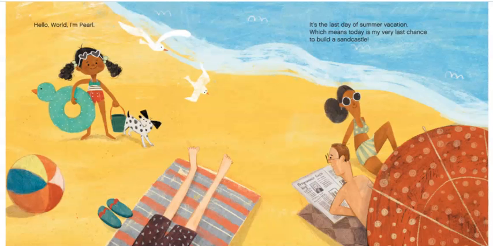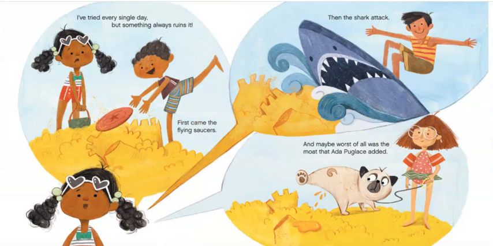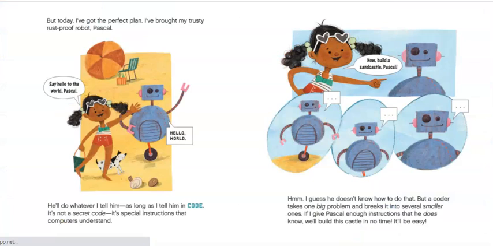Hello world, I'm Pearl. It's the last day of summer vacation, which means today is my very last chance to build a sandcastle. I've tried every single day, but something always ruins it. First came the flying saucers, then the shark attack, and maybe worst of all was the moat that Ada Puglace added. But today, I've got the perfect plan.